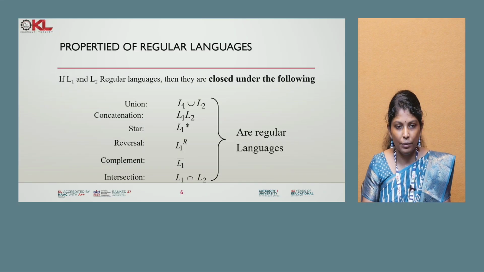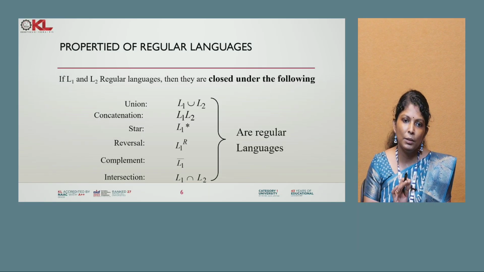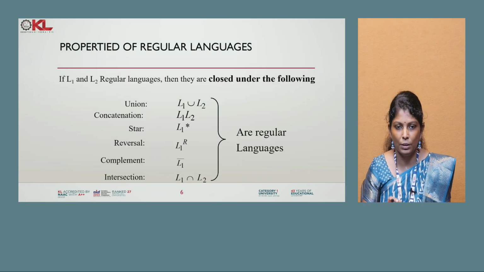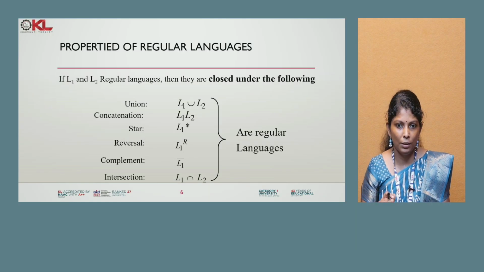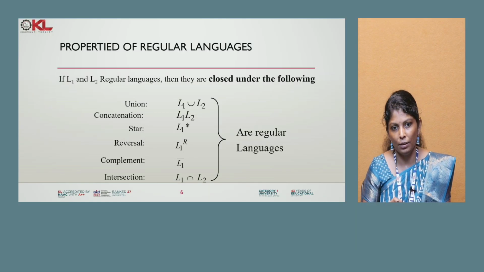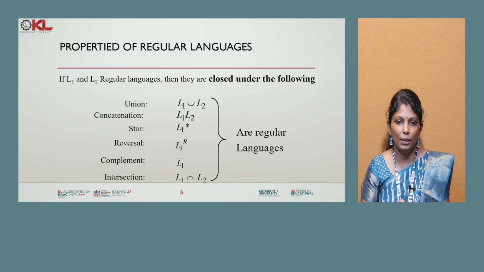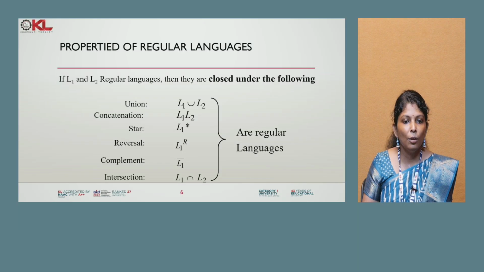So in short, we can represent it like this. Assume L1 and L2 are two regular languages. Then when we apply these operations on these languages, we will get another set of regular languages. L1 union L2 is a regular language. L1 concatenated with L2 is another regular language, L1 star is another regular language, L1 reverse is another regular language, L1 complement is a regular language, L1 intersection L2 is also a regular language. So these are the closure properties of regular languages.